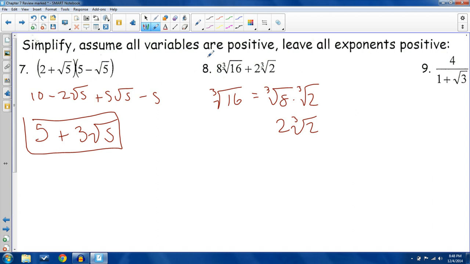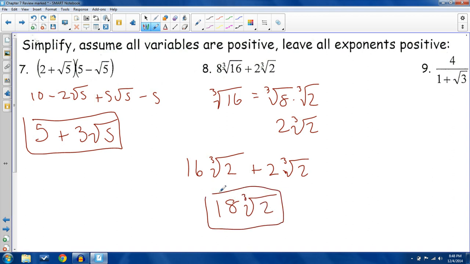So this whole thing is 8 times 2 times the cube root of 2, which is 16 times the cube root of 2. Plus 2 times the cube root of 2. 16 plus 2 is 18, so you get 18 times the cube root of 2, like that. Okay, number 9. The way you simplify this one, remember one of my rules, or well, not my rules, but math rules. You cannot have a radical in the denominator, period. So I actually need to rewrite this because I don't have enough room.